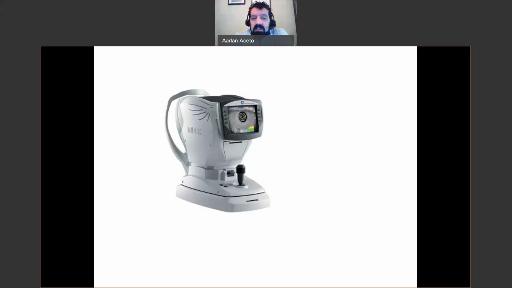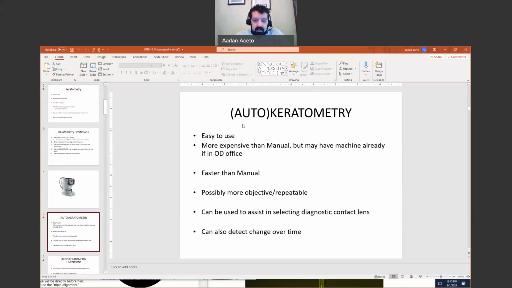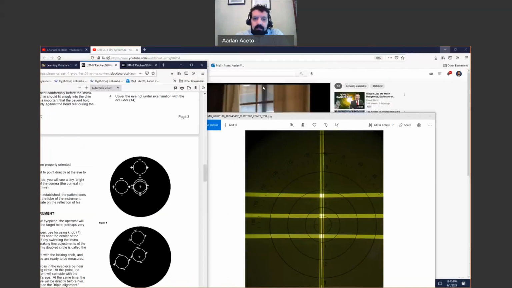Now, this machine also will bounce lights off of and measure the corneal curvature, but we are not using a manual device. This is automatic. So this is quite frankly just called auto keratometry. And if you've ever gone to an eye doctor, let me put this down and let me see if I can show you a photo of what the actual printout looks like.